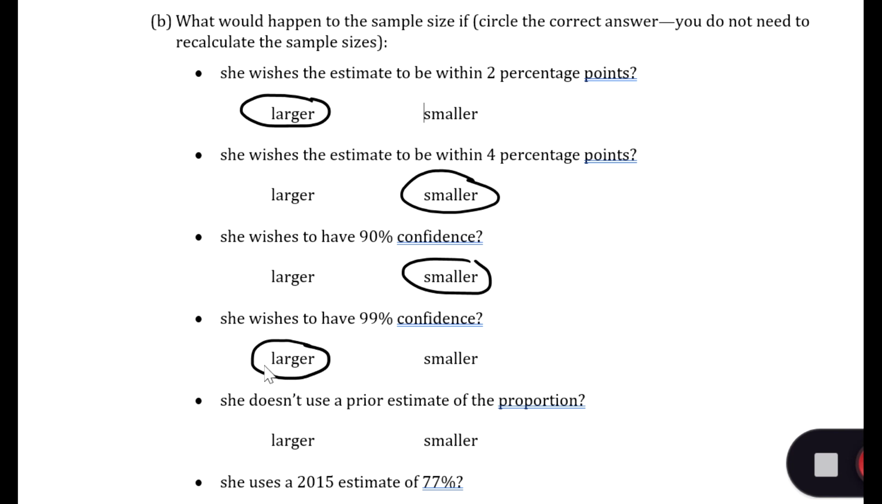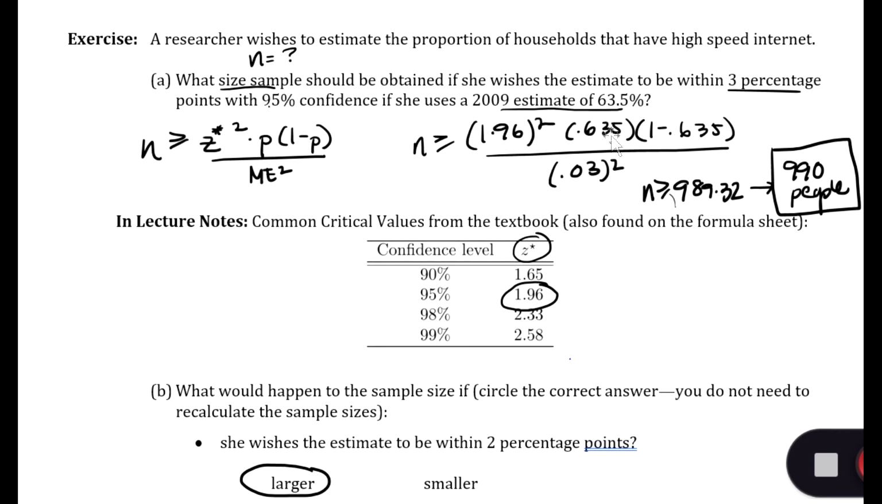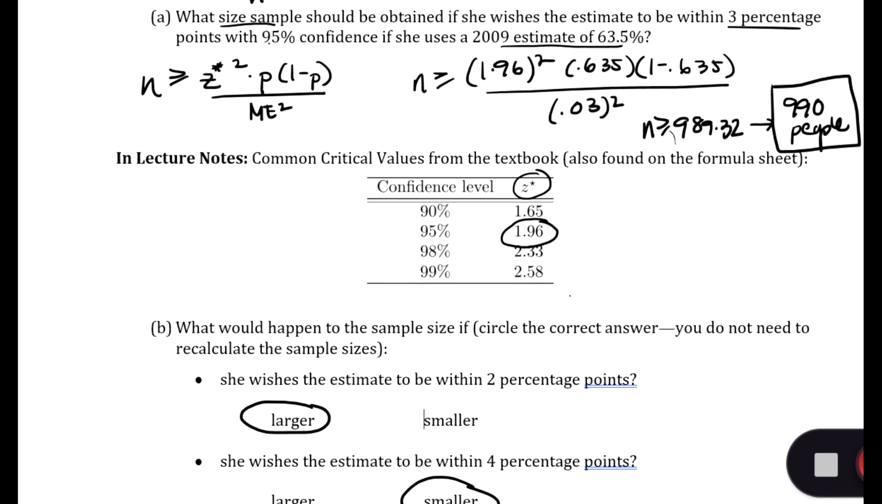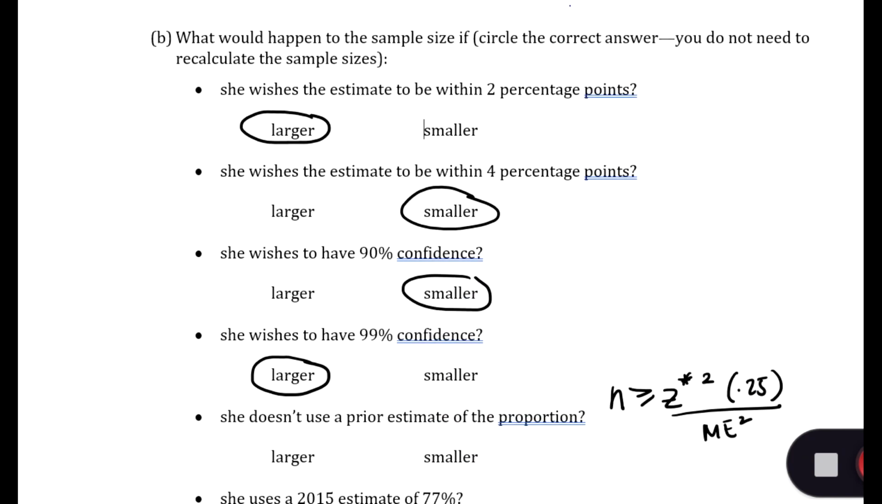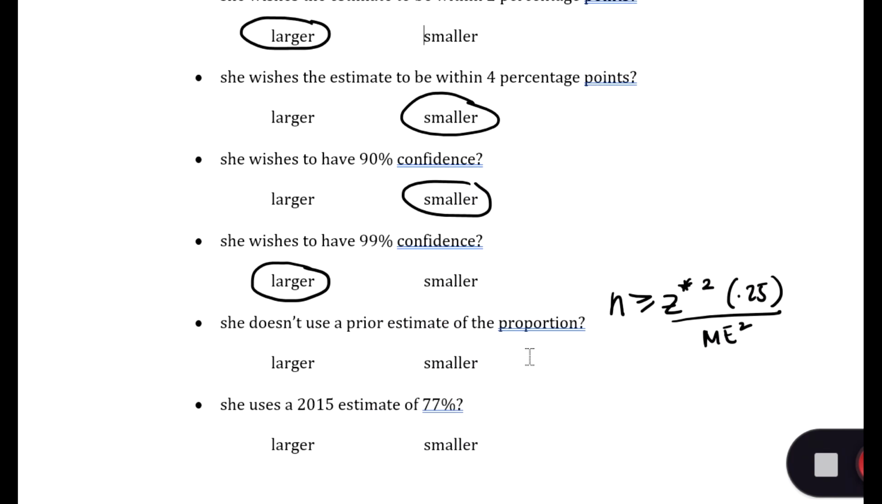So if we don't have a prior estimate, then we are going to be utilizing the formula n greater than or equal to z star squared times 0.25 over my margin of error squared. Our estimate now is that we had 63.5%. If we have no preliminary estimate, we're saying that these two options have equal chance and it's 50%. So basically we're having if the prior estimate is less than it was before.